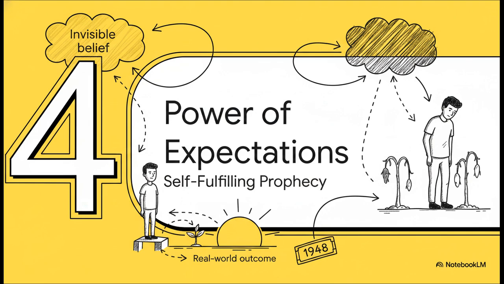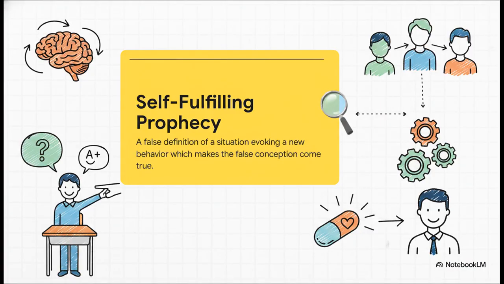Let's shift gears and see how this builds into Part 4, the power of expectations, decoding the self-fulfilling prophecy. Now, in 1948, Merton introduced a concept showing how our invisible beliefs literally manifest into physical, real-world outcomes. He defined the self-fulfilling prophecy as a false definition of a situation evoking a new behavior which makes the originally false conception come true. It's this wild phenomenon where your expectation about a person or an event actually changes your behavior, and then that behavior guarantees the outcome you expected.